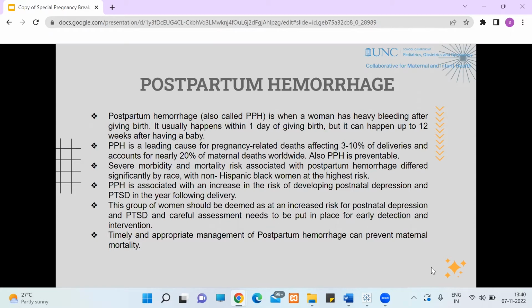So several studies have also shown that postpartum hemorrhage is associated with an increased risk of developing postnatal depression and PTSD in the year following delivery. So this group of women should be deemed at increased risk for postnatal depression and PTSD, and careful assessment needs to be put in place for early detection and intervention. So it is always important that timely and appropriate management for postpartum hemorrhage is done so that maternal mortality can be prevented.